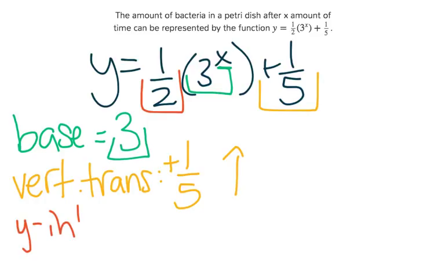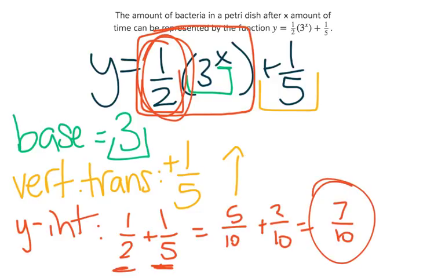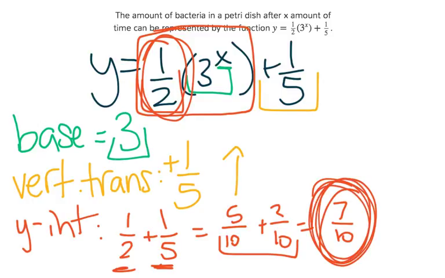y-intercept. Now, if we didn't have a vertical translation, if this were the only part of this exponential function, then our y-intercept would just be this first value right over here, the original amount, 1/2. But since we do have a vertical translation, that original amount is moved up by 1/5 as well. So our y-intercept is actually going to be the original amount, 1/2, plus 1/5. If we add those together, it gives us a y-intercept, or a real original amount, of 7/10.